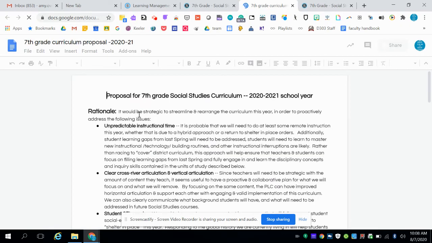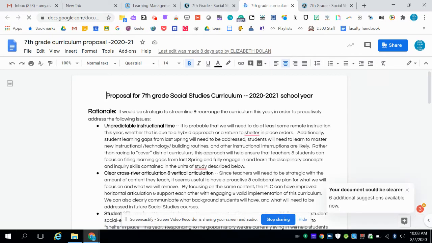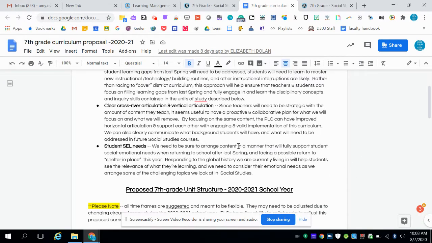Basically, we know that we're looking at unpredictable instructional time because we don't quite know how much time we're going to have with the kids. Also, since we will probably be asked to think about focusing on essential standards and emphasizing content that fits those and de-emphasizing content that doesn't, it made sense to have at least some draft plan in place as the year started, so that students from both schools would have a clearer background moving forward. And finally, we want to make sure that we have time to really support our students with their SEL needs without feeling the pressure to cover a curriculum.